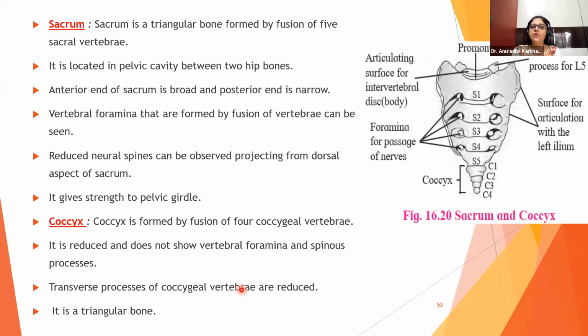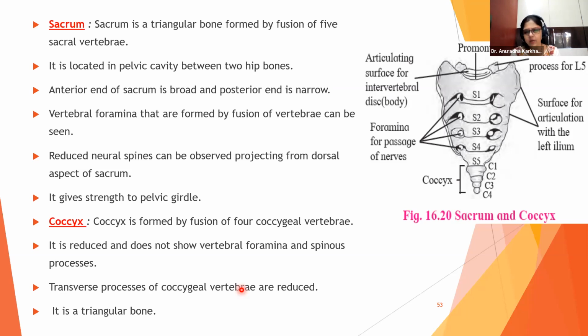Reduced neural spines can be observed projecting from the dorsal aspect of the sacrum. So you can also see very small neural spines जो just emerge होते हुए दिख रहे हैं. It gives strength to the pelvic girdle. So I told you the pelvic girdle is going to be the one towards the lower part of our body, and your upper part जो है that is going to be your pectoral girdle.